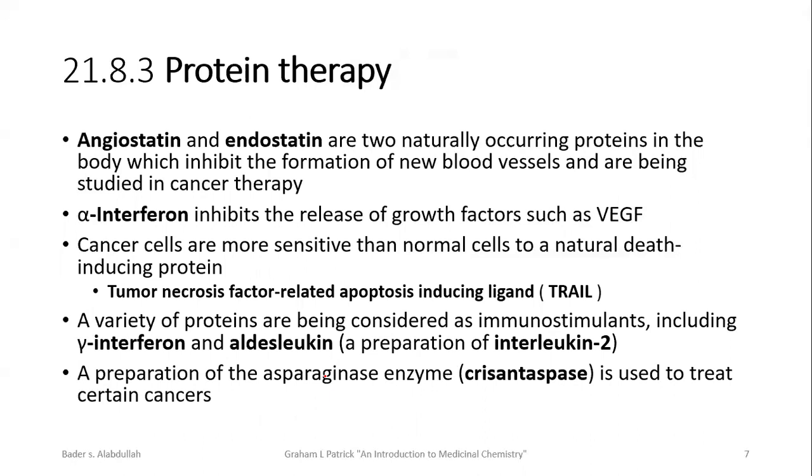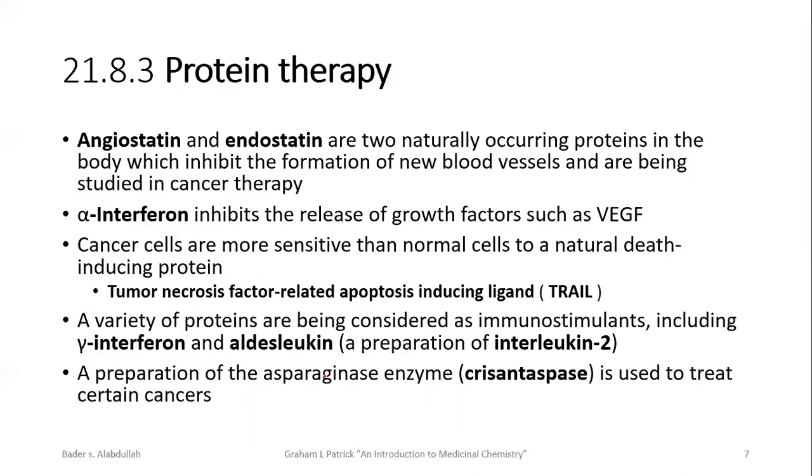So how about some proteins? Well, that might seem counterintuitive. Why? Because we've been saying since the beginning of this course that proteins are easily degradable by proteases. Well, some proteins are being considered as anti-cancer agents, like angiostatin and endostatin. These are two naturally occurring proteins in the body, which inhibit the formation of new blood vessels and are being studied in cancer therapy. Of course, if you are going to administer those, you need special formulations to administer proteins. You cannot just give proteins orally, right?